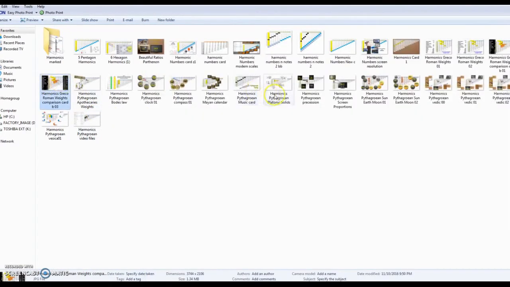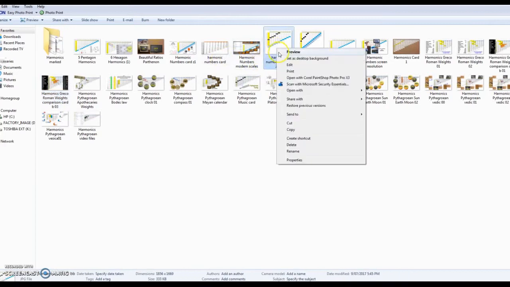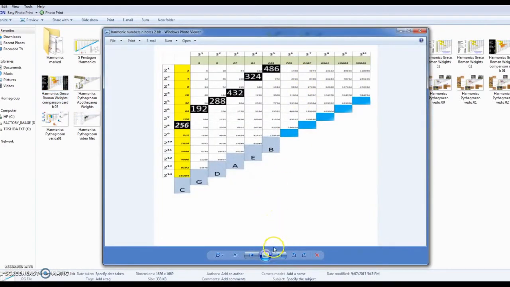Okay, while I'm here, I might as well point out that Pythagorean chart, most harmonic numbers, so there we have musical scales, and how it relates to Pythagorean tuning.